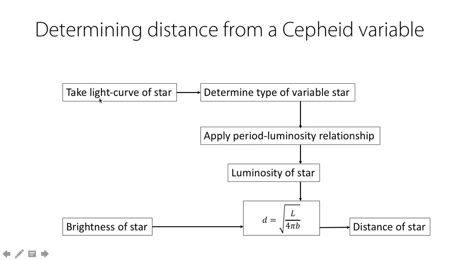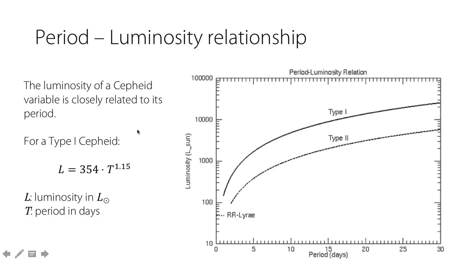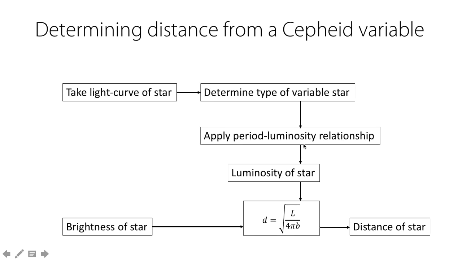So take the light curve of the star, determine which type of variable star it is, apply the period luminosity relationship that's valid. That will give you the luminosity. And as we previously saw when using spectroscopic parallax, if you know the luminosity and you know the brightness, these can be combined by this formula, and therefore you can work out the distance to a star.